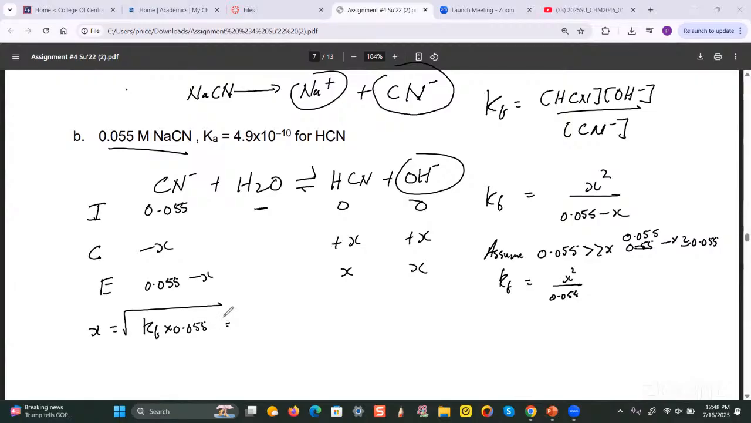And here's the trick now. Here's a little bit of a wrinkle in solving this. We do not know what the Kb is because they gave you the Ka for HCN, right? So we're not told directly what the Kb is. However, you can determine what the Kb is. So can anybody tell me how to determine Kb based on the Ka value?